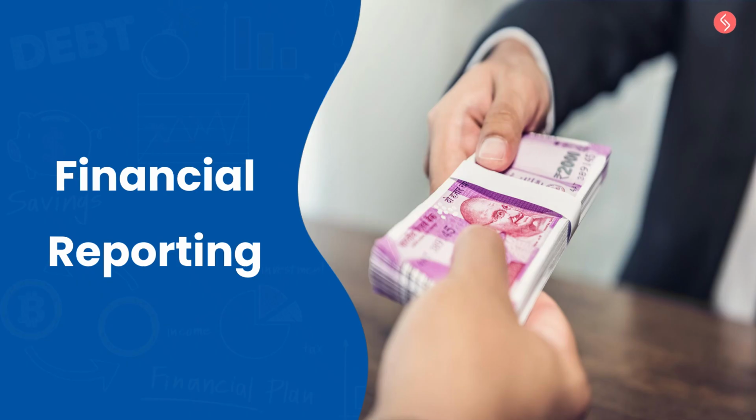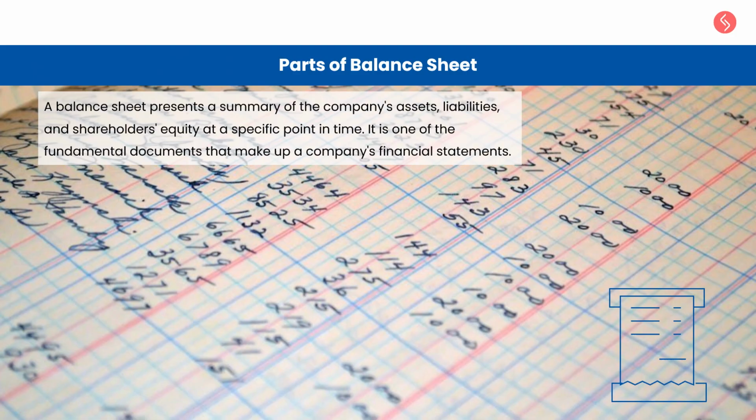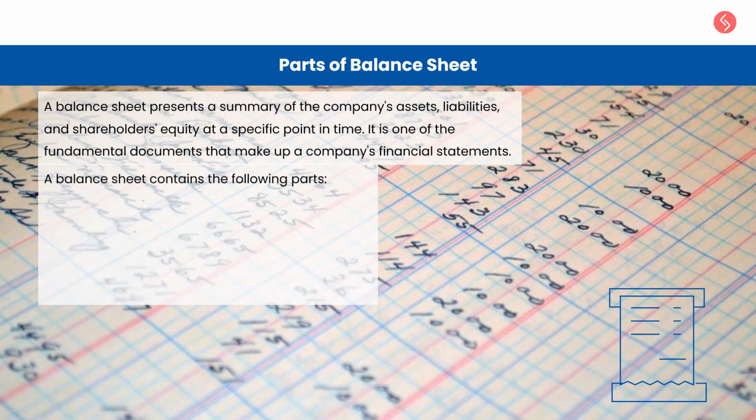Now let's understand about financial reporting. A balance sheet presents a summary of the company's assets, liabilities, and shareholders' equity at a specific point in time. It is one of the fundamental documents that make up a company's financial statements. A balance sheet contains the following parts: assets, liabilities, equity, net worth, profit and loss statement.